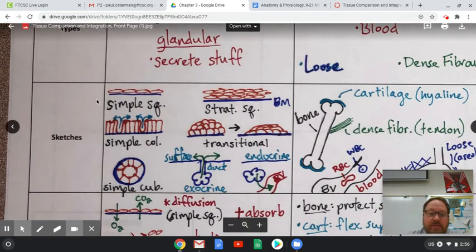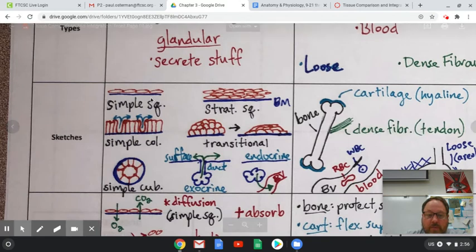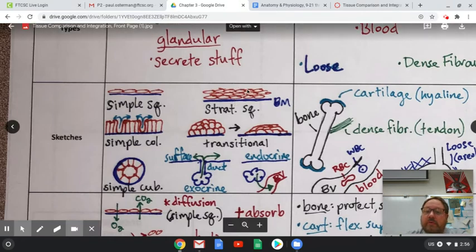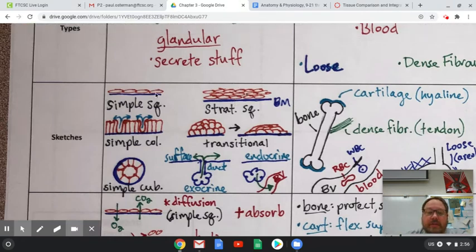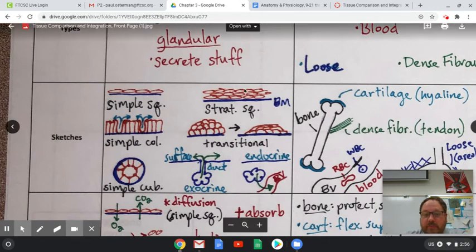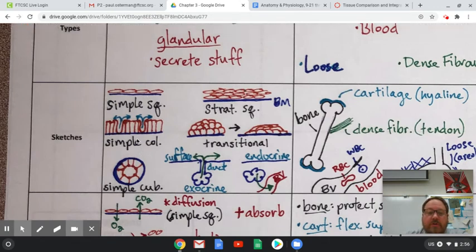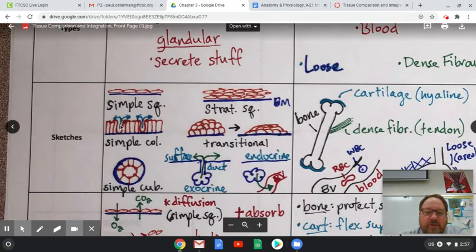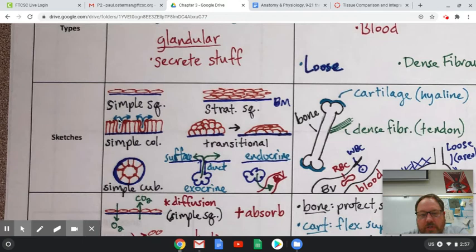But for simple squamous, in blue there is the basement membrane. And then you have one flat layer of cells. Squamous is telling us it's flat. For stratified squamous, we have several flat layers of cells. So again, if it's simple, it's one layer. If it's stratified, it's multiple layers. With simple columnar, again, it's got the basement membrane in blue, and it's a single layer of those columnar-shaped cells. I also added some goblet cells in here with some arrows showing how you can secrete things like mucus on these mucous membranes.